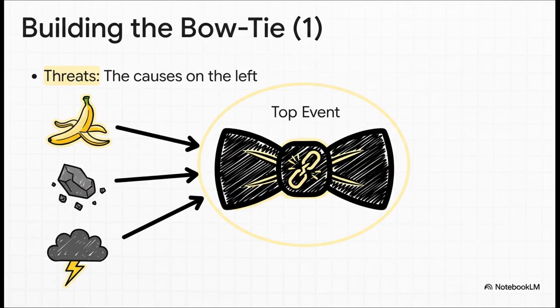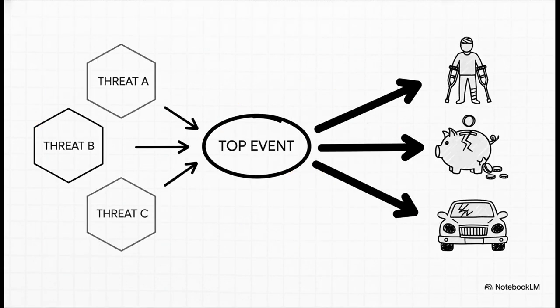That's the knot in our bow tie. Then over on the left-hand side, we list out all the credible threats, all those potential causes that could lead to that central event. And now let's add the other side of the bow. Over on the right, we list all the potential consequences that could happen if that top event occurs. And just like that, you see the shape. Causes flow in, the event happens, and the consequences flow out.